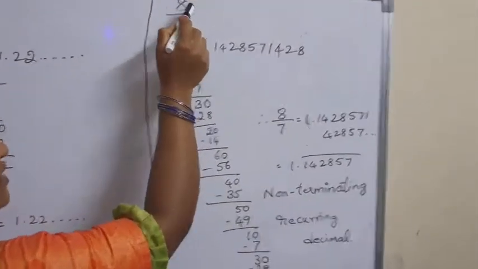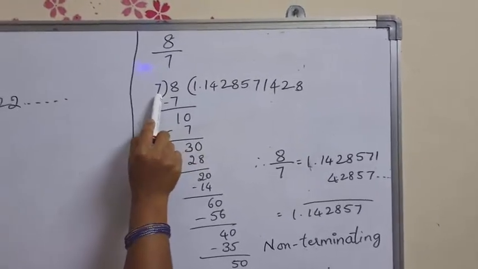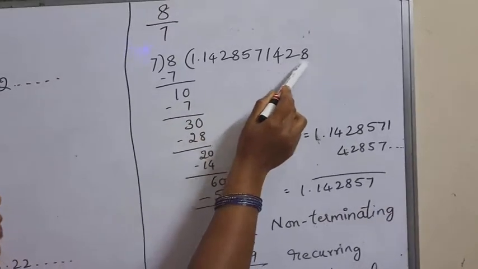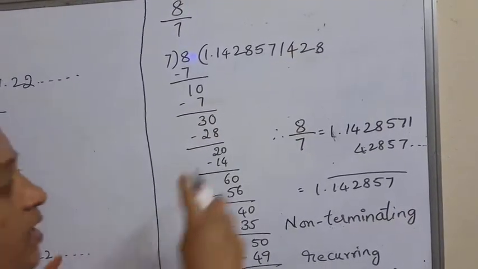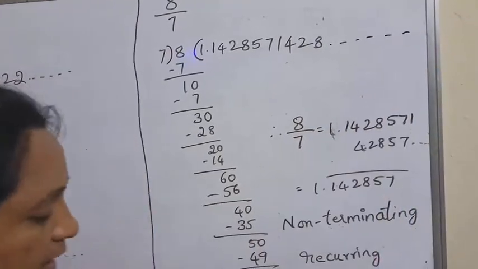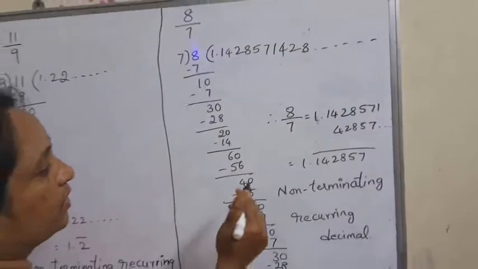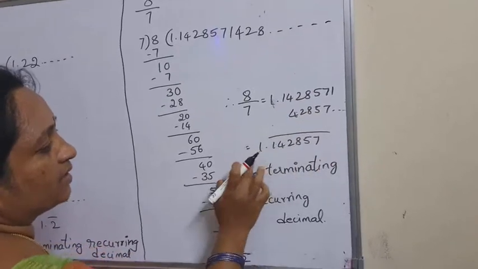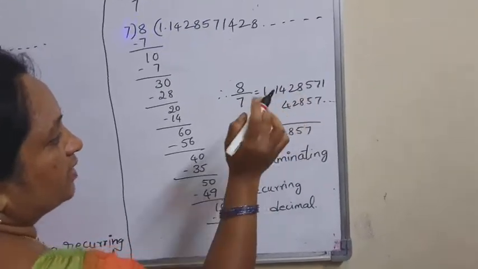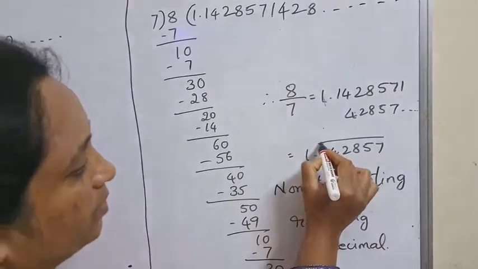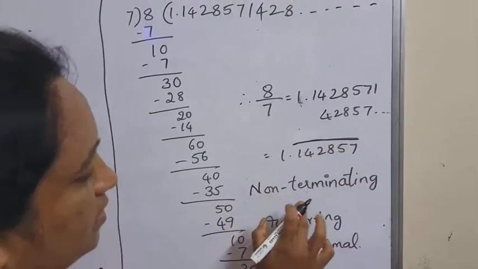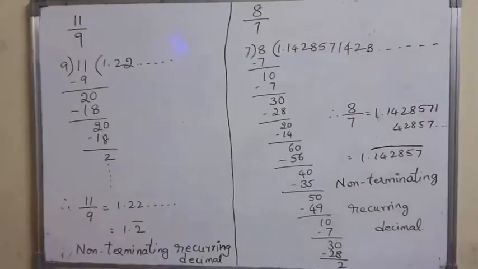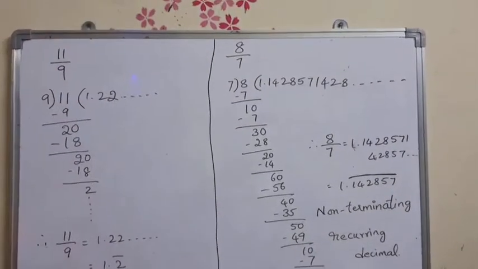Similarly, let us take one more example, 8 by 7. When you divide 8 by 7, you will get 1.142857, 142857, like this. This goes on repeating. That means the division is not ending, it is continuing. So here 142857 are repeating, which is written with a bar, and this is a non-terminating recurring decimal. These are a few examples of non-terminating recurring decimals which can be expressed in p by q form.